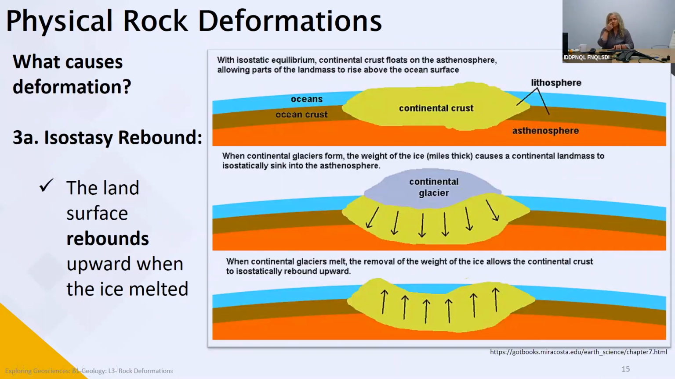So here is a picture illustrating the isostasy rebound. You have to understand that the land surface rebounds upward when the ice melts. When it is covered with ice, the land goes downwards, and when the ice melts, the block comes back to a balance.